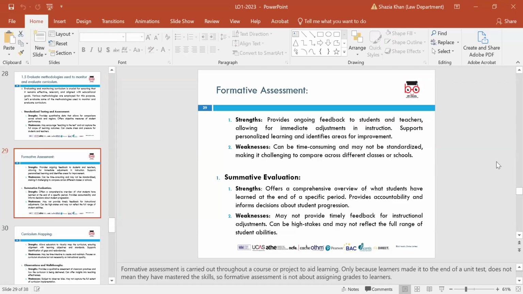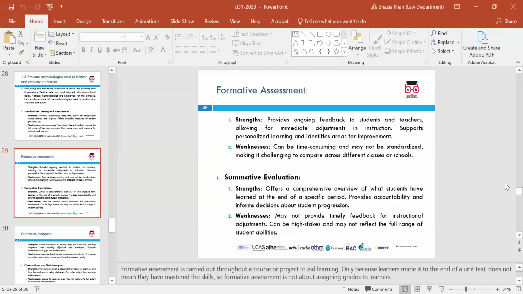Then we've got summative evaluation. Summative evaluation is a type of evaluation that occurs at the end of a learning period or program. It assesses students' learning and whether they have met the established learning goals, and it evaluates the effectiveness of a learning program or provides a final grade for a student's performance.